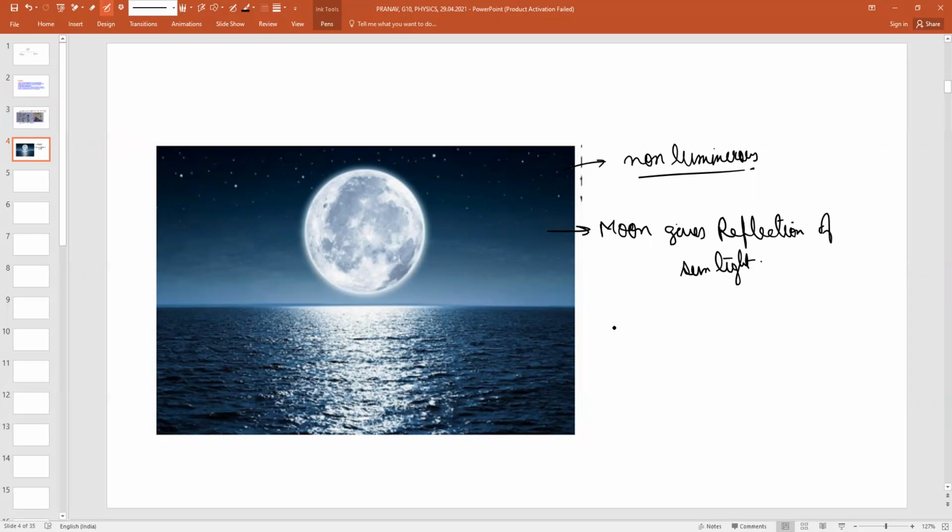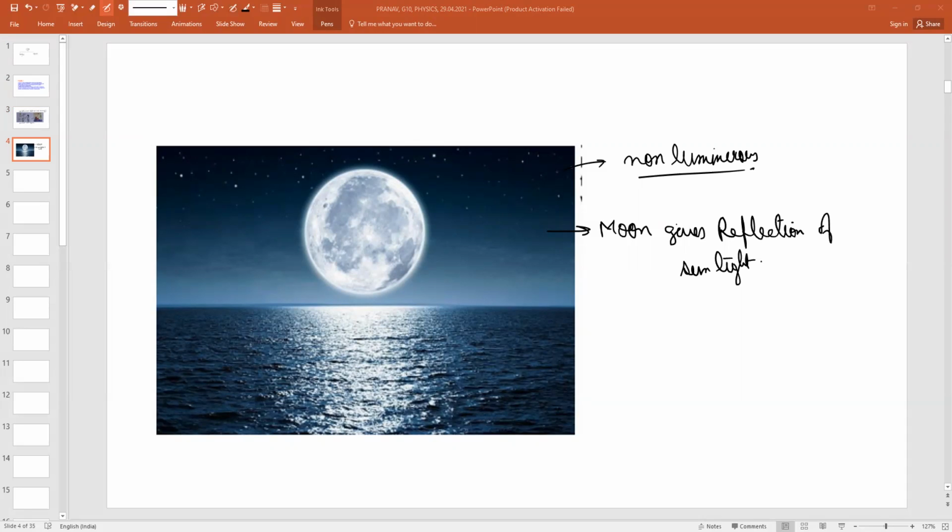What about stars? Stars are nothing but luminous objects. They are luminous. I would like to tell you about fireflies. Do you know fireflies? It's bioluminescence. It's luminous, right? You can say biological luminous. That is okay.